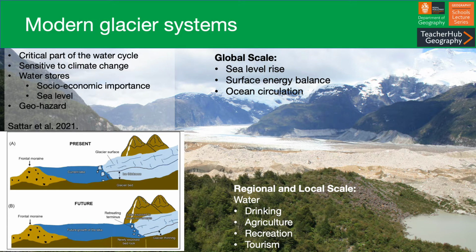Modern glacier systems are an important part of the water cycle with global, regional and local scale impacts. Essentially, glaciers act as a store of fresh water as precipitation is converted into ice, and this mass of ice deforms under its own weight to flow down valley as a glacier. However, its conversion to ice means that the release of water is delayed, as it requires the ice to melt for the water to be released.